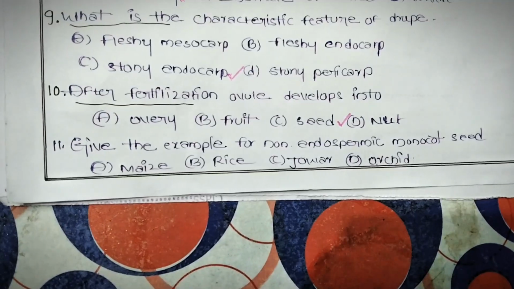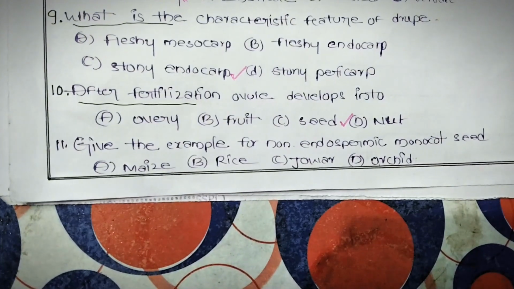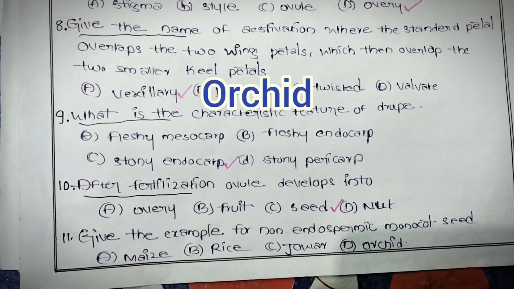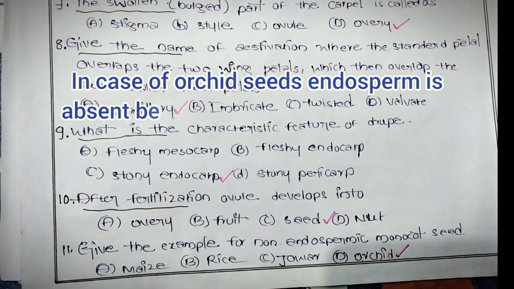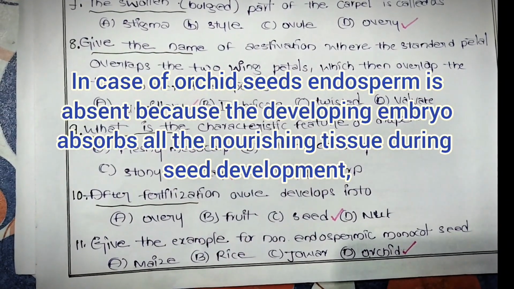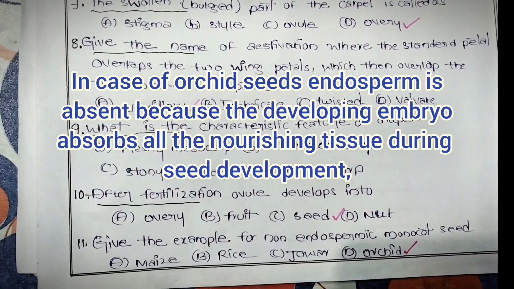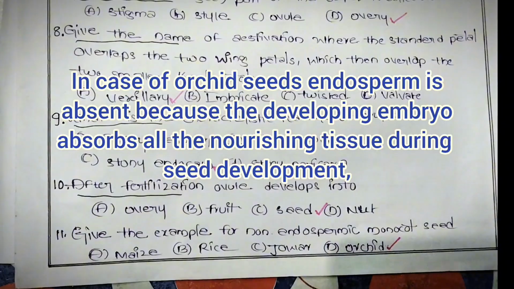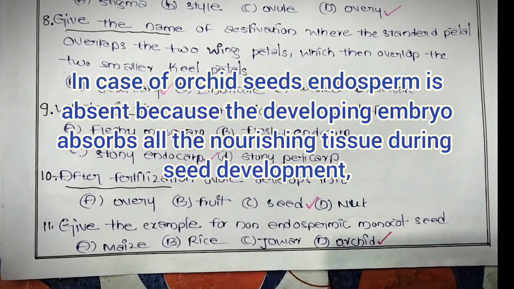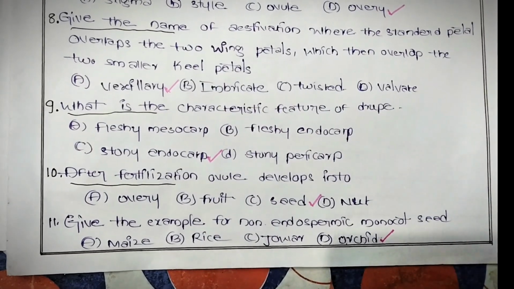Give the example for non-endospermic monocot seed. Options are maize, rice, jowar, orchid. For this, the correct answer is orchid seed. In some plants, endosperm is formed as a result of double fertilization. Actually, it contains food storage, so that is used up by the seed during germination. In case of orchid seeds, they are very tiny seeds. There is absence of endosperm. So, let's see the next question.